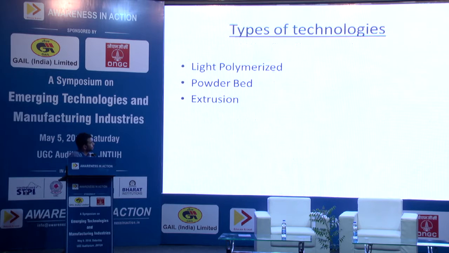So we'll start with this: there are 3 types basically: light polymerized, powdered bed and extrusion. Light polymerized is SLA, that is stereolithography assembly, or DLP. DLP is abbreviated as digital light processing. And then we have powdered bed, which is SLS, selective laser sintering. And then it is extrusion, what you saw in the video, it is called FDM, fused deposition mechanism, or FFF, fused filament fabrication. So let us start with SLA.